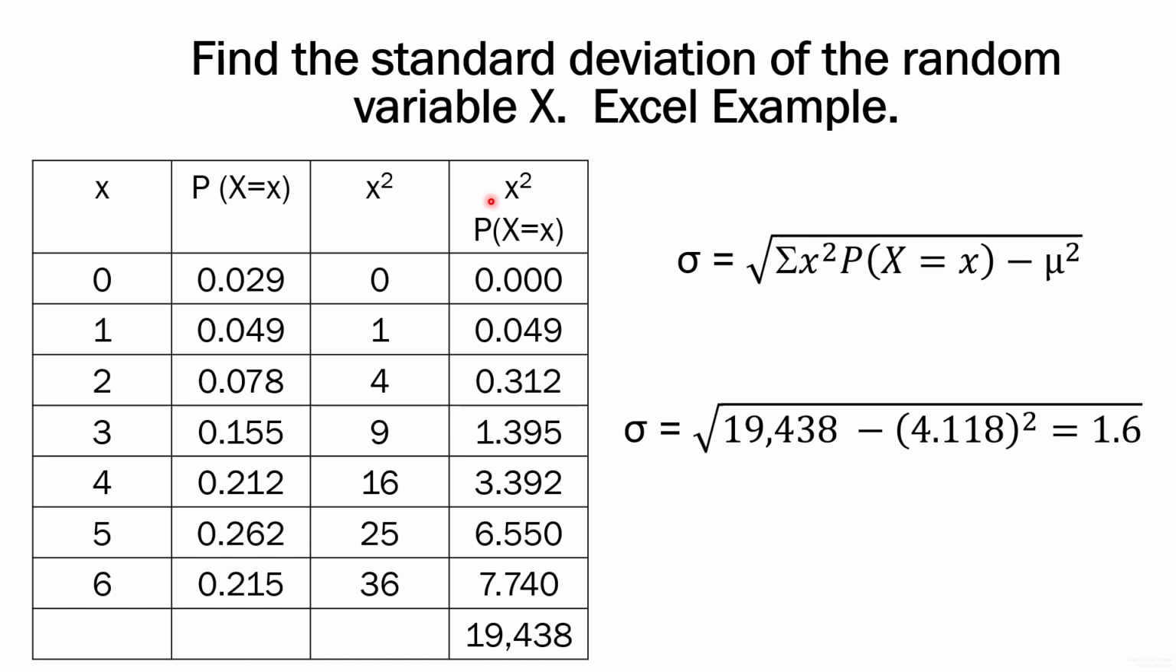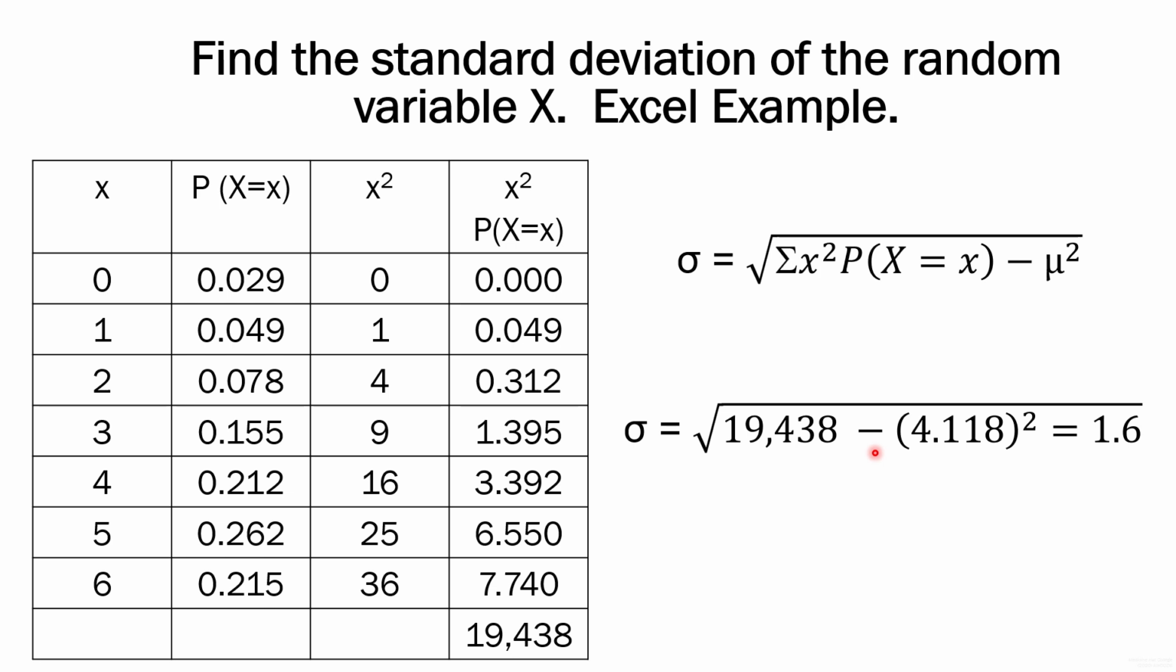So x squared times P(X = x), and what I've done here is I took 0 and multiplied it by 0.029. And then I took 1 and multiplied it by 0.049. And then I took 4 and multiplied that by 0.078 and I got 0.312. Then I took 9, multiplied it by 0.155 and got 1.395 and so on. The sum of that, you can just pop right into the equation, and it's all of this right here.